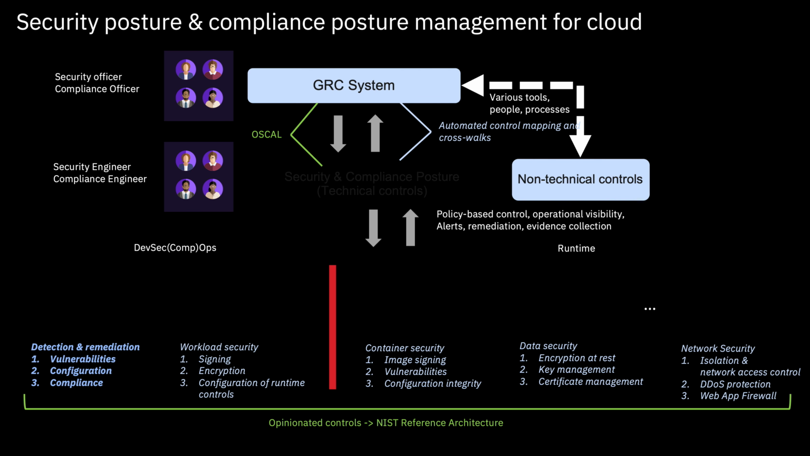So this is a reference architecture that highlights the security posture and compliance posture that public cloud platforms usually follow. It talks about multiple roles like security officer, compliance officer, security engineer, and compliance engineer. And the roles are spread across detection. It starts from detection and remediation. There is workload security, there is container security, there is data security, and then comes network security, which mostly talks about how cloud platforms are isolating your workloads within the server.